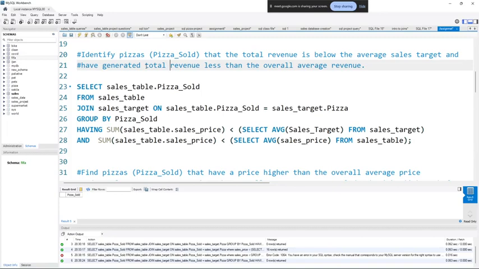So now I know the problem is from this particular statement. So let's continue. They said identify pizza. So what I want to see is only the pizza column. So I'll say from the sales table, just choose the pizza column. So no result is turned out.